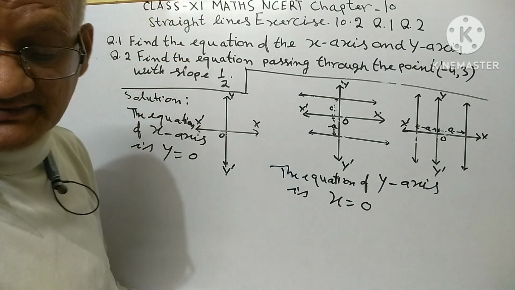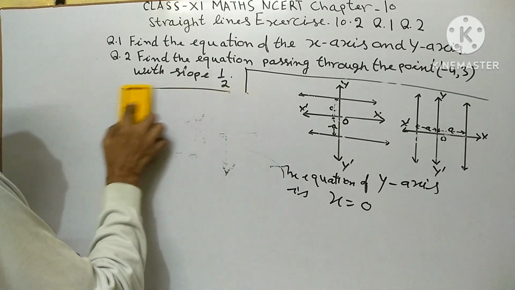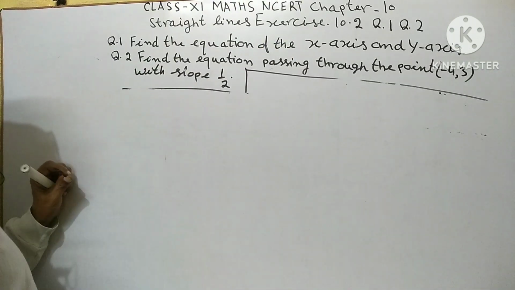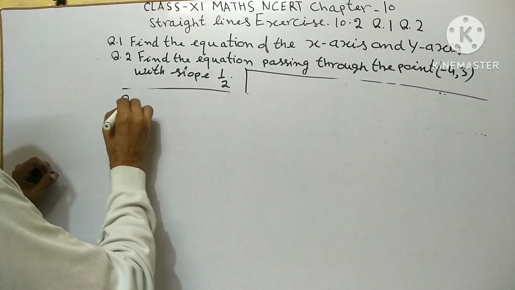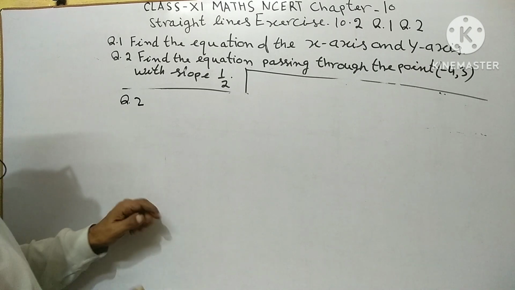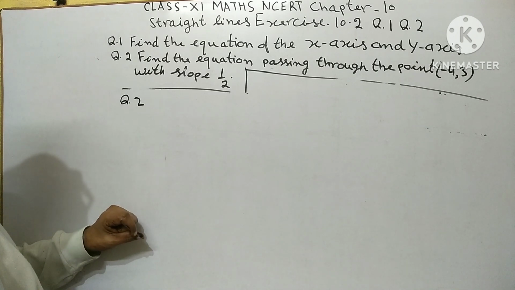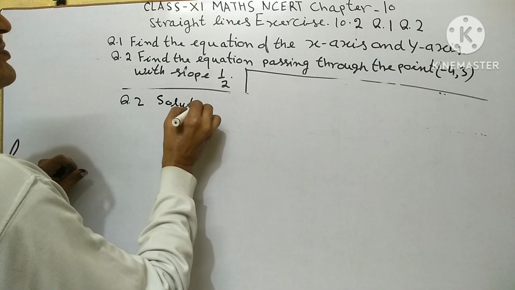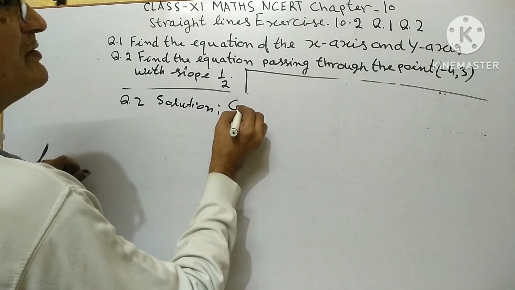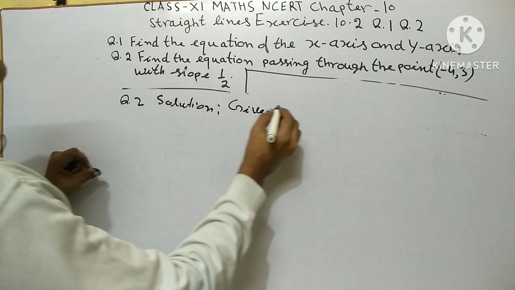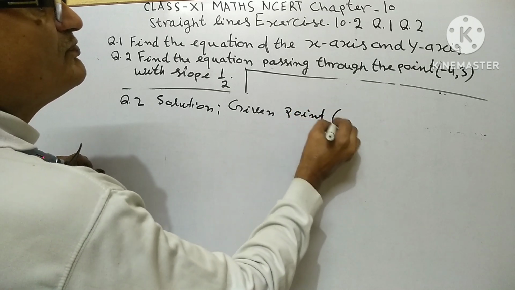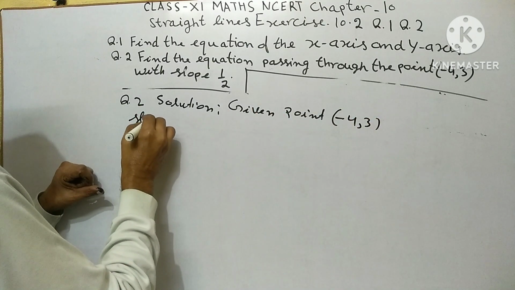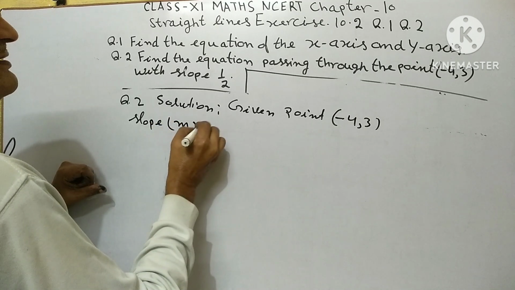Now question second. Find the equation of the line passing through the point minus 4, 3 with slope 1 by 2. So now, solution. Given point minus 4, 3, slope m equal 1 by 2.